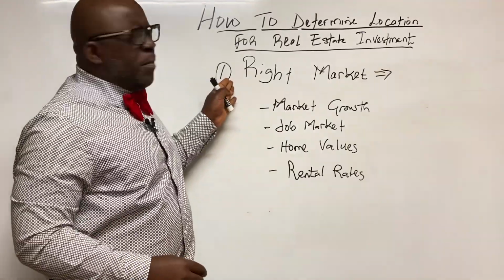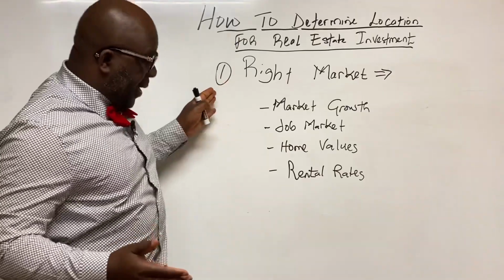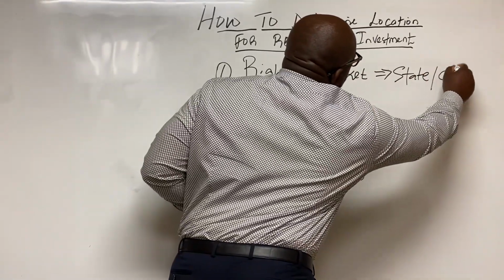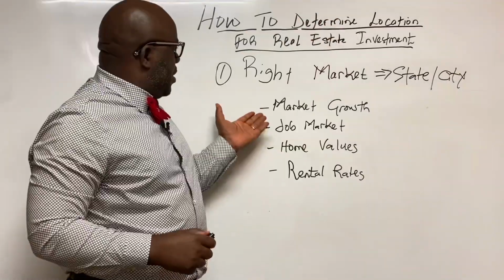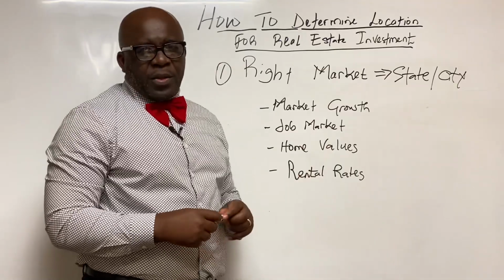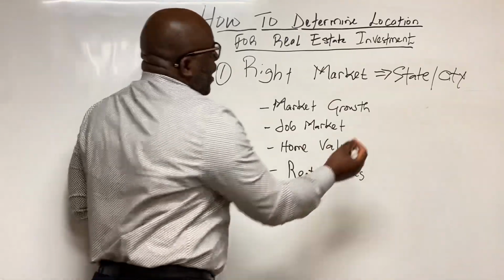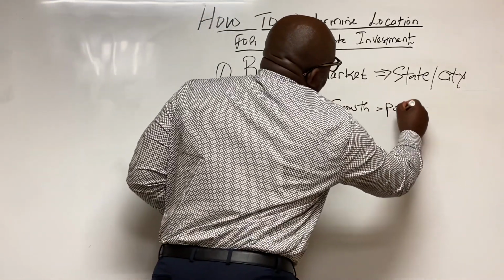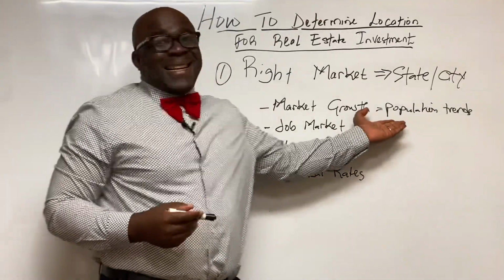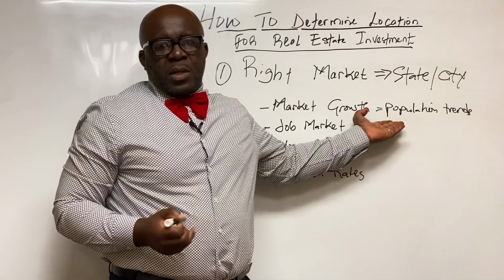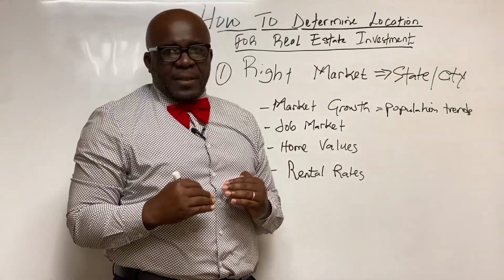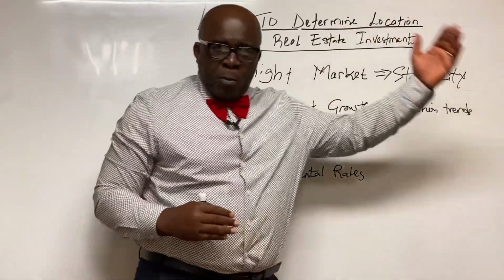We'll start with the right market. And when I talk about the right market, it could be a state and it could be a city. We have four main drivers here. The market growth. When we talk about market growth, we are talking about population trends. We look at the net migration. Are more people coming into this state, into this city, or are more people moving out?